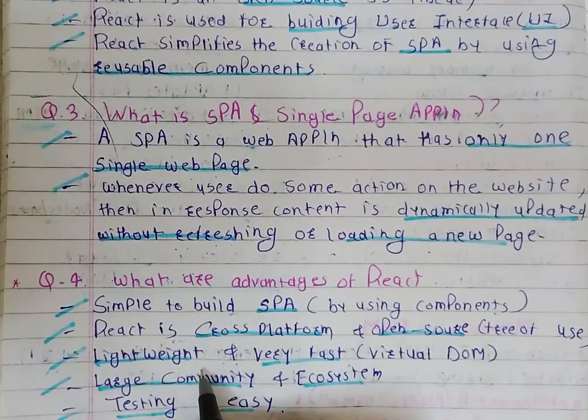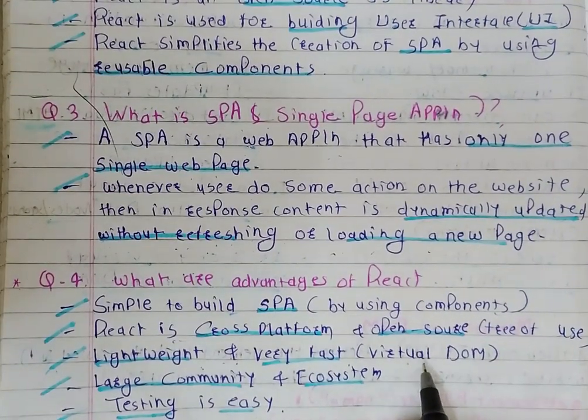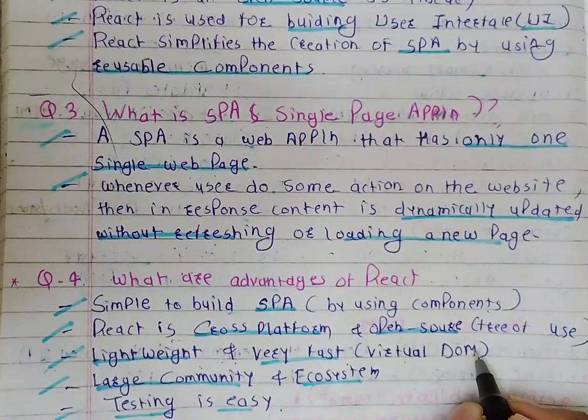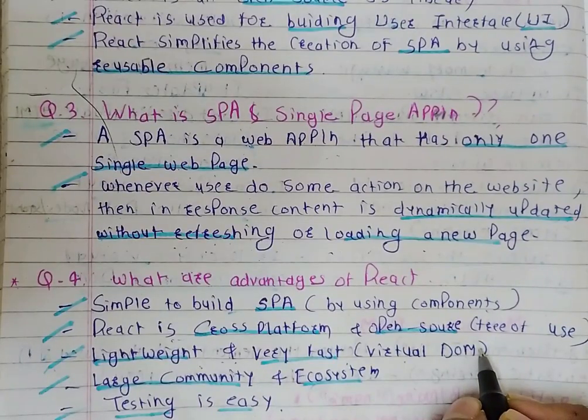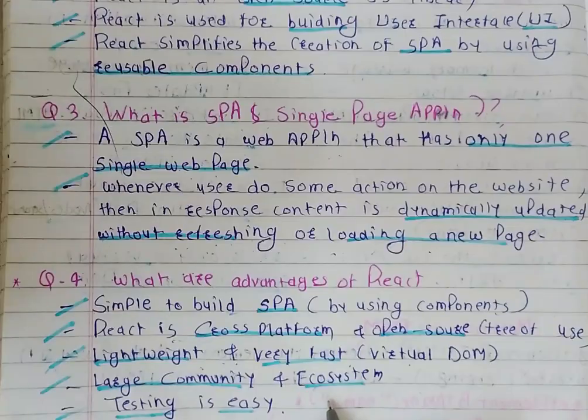It is a very lightweight library, and it is very fast as it uses the virtual DOM. The virtual DOM is a concept where, as we know, it doesn't update the whole page again and again. It updates only the required things, which makes it very fast. It also has a large community and ecosystem, and testing is easy with React. As it is a library, there is no need to stick to strict rules. All these things are done with React.